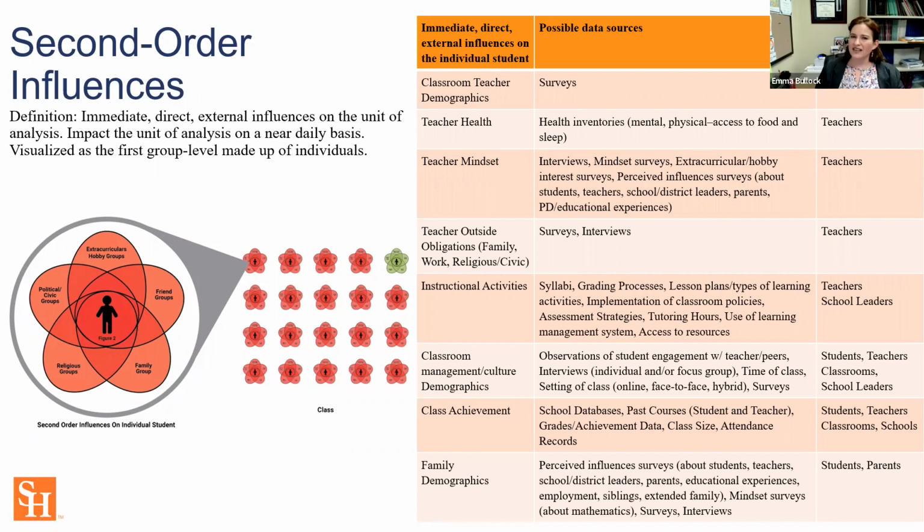And these are a lot of very different influences than I have ever seen in my field talking about mathematics education, okay? So we have classroom teacher demographics, teacher health, teacher mindset, teacher outside obligations, instructional activities, classroom management, culture demographics, class achievement, family demographics. Now you may say, I've seen studies that have those influences, but generally they're looking at the teacher as the unit of analysis, in which case some of these would then be first order influences. Remember, we're talking about in relationship to our unit of analysis.